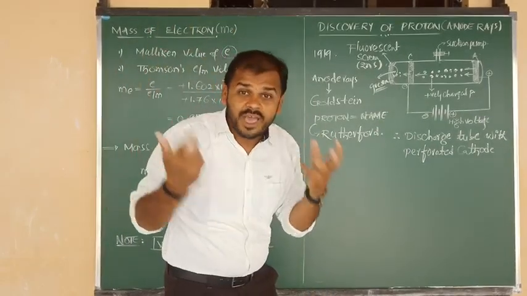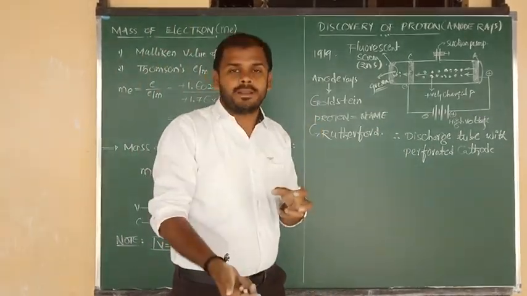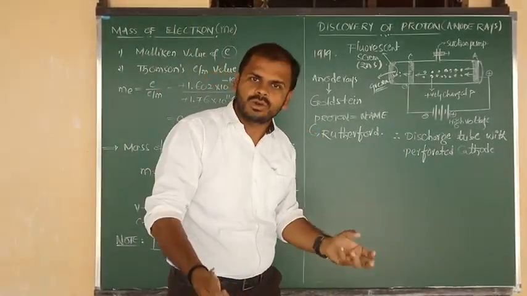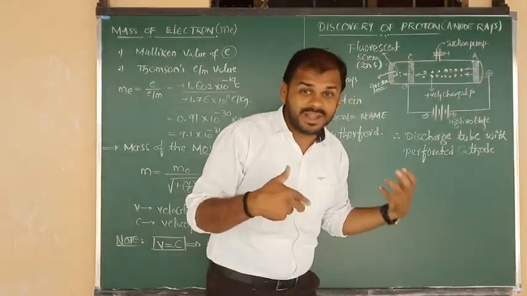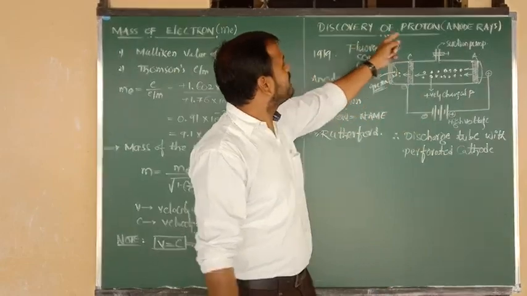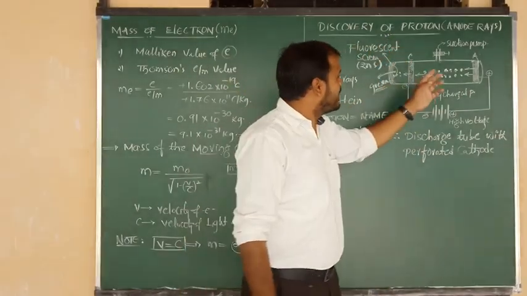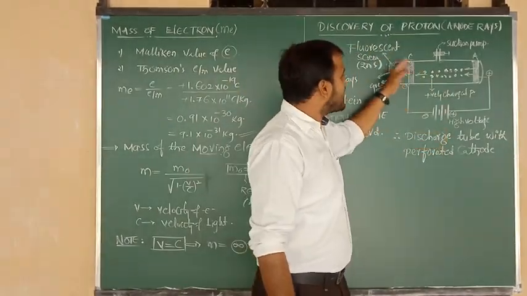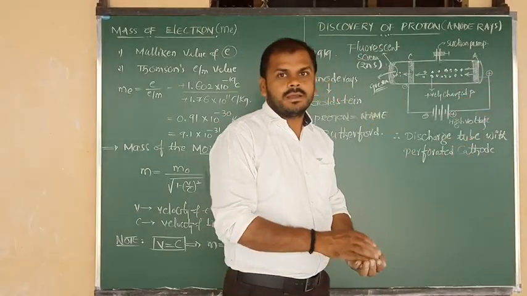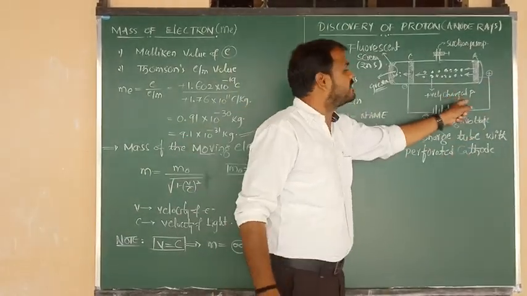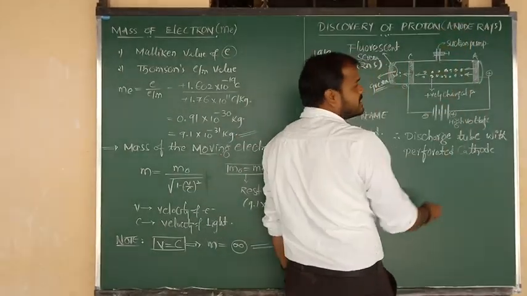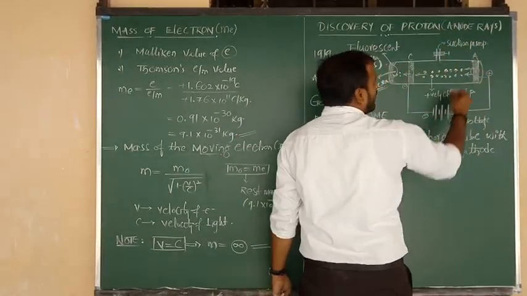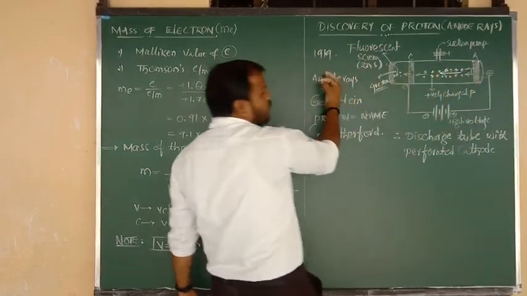So in the last class we have seen that negatively charged particles, nothing but electrons or cathode rays, start from the cathode and move towards the anode. But today is the discovery of the proton. Here again, electrons are moving from cathode to anode, which means positively charged particles are there. They are nothing but protons, and we can also call them anode rays, starting from the anode and moving towards the cathode.